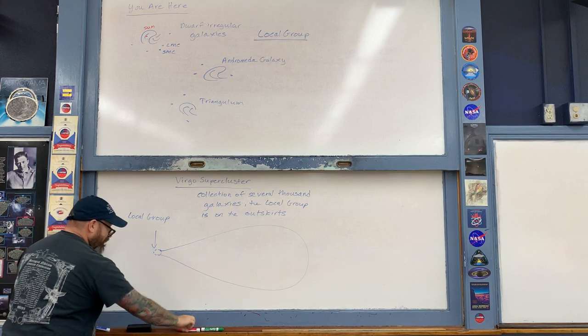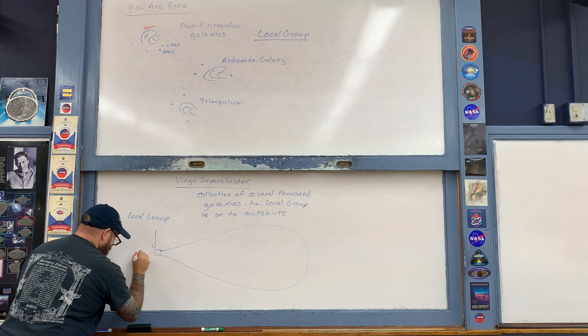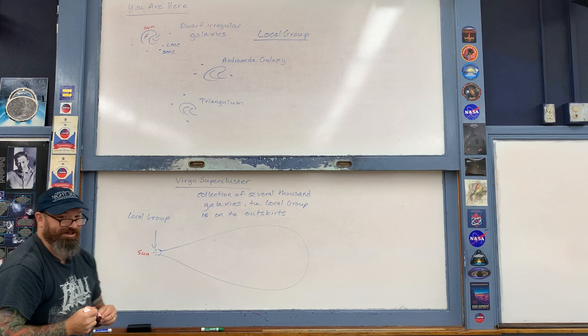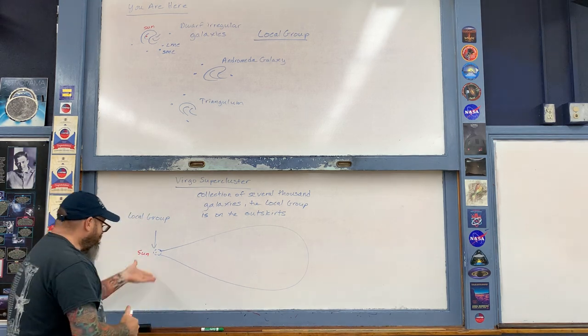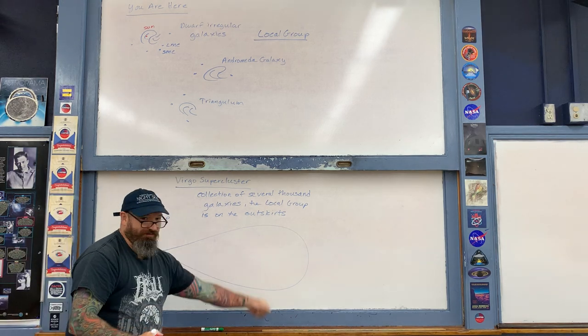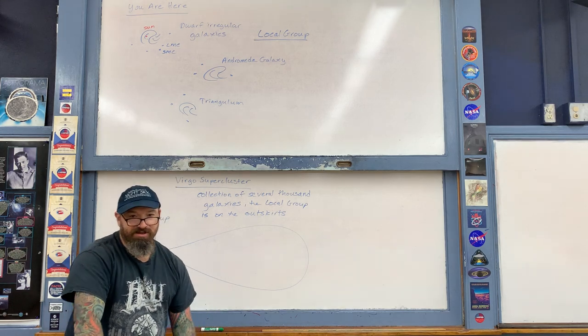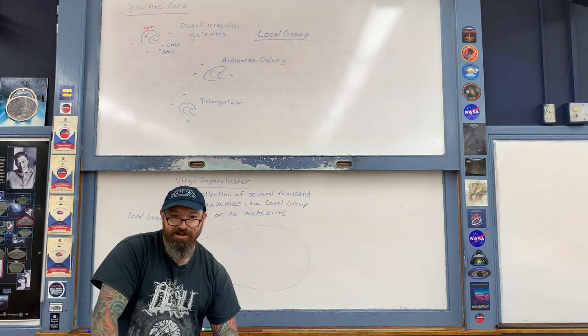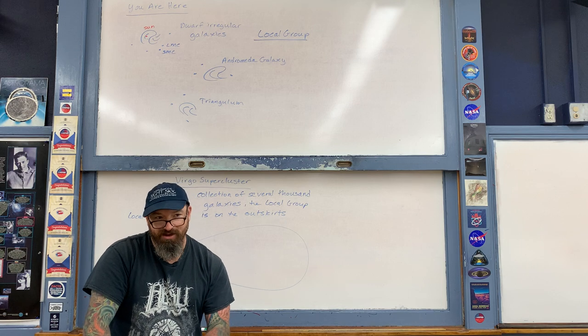So then therefore, within the Milky Way galaxy, right here, for example, we'll say, is the location of the sun. And then when you look in the direction of the constellation of Virgo from our vantage point here on the surface of the Earth, we then see this large collection of several thousand galaxies, and we're on the outskirts of it.